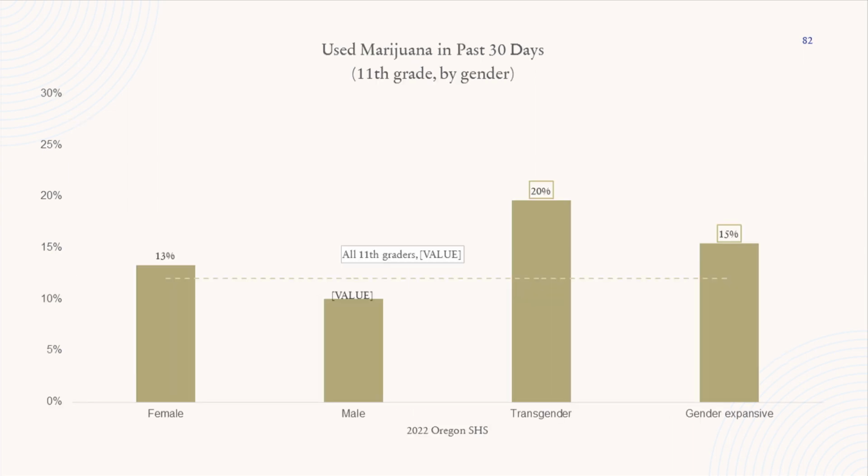And moving to marijuana use in the past 30 days, this graph is showing us among 11th graders by gender, those who reported that they used marijuana in the past 30 days. And so youth identifying as transgender and gender expansive report higher rates of marijuana use in the past 30 days at 20% and 15% respectively in comparison to the state rate, which is 12%. Again, that's that dashed line.